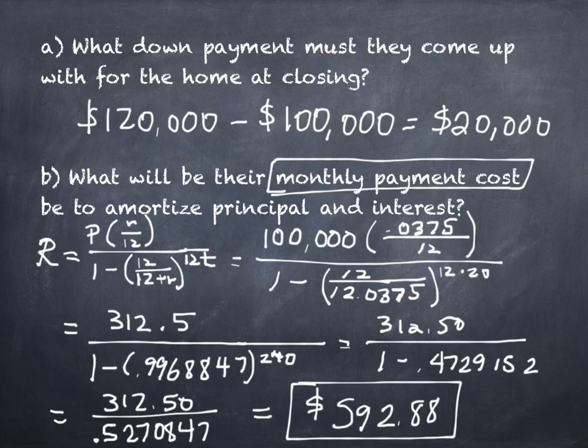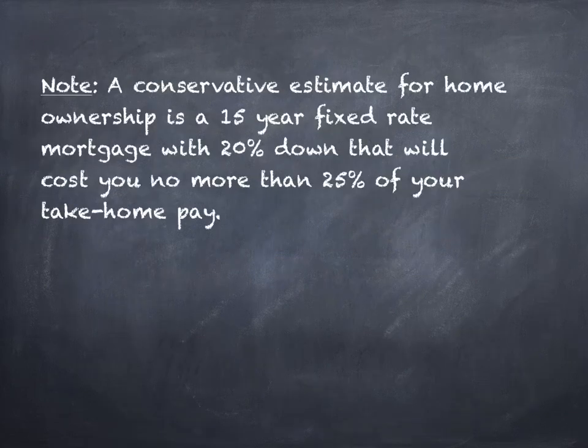Okay, I wanted to show you something that you may or may not realize. A conservative estimate for home ownership is a 15-year fixed-rate mortgage, 20% down, so they're actually pretty close to these details. They got almost 20% down. They had 20 grand on 120, so not quite 20%, but close. They didn't do a 15-year, they did a 20-year. Again, they're close. And no more than 25% of your take-home pay. Like I said, if this was a $600 monthly payment and they make $800, they're going to have difficulty eating and keeping the lights on because those things cost money too.